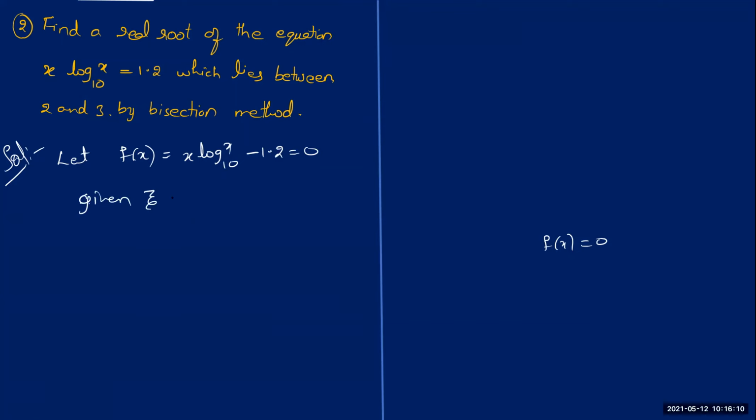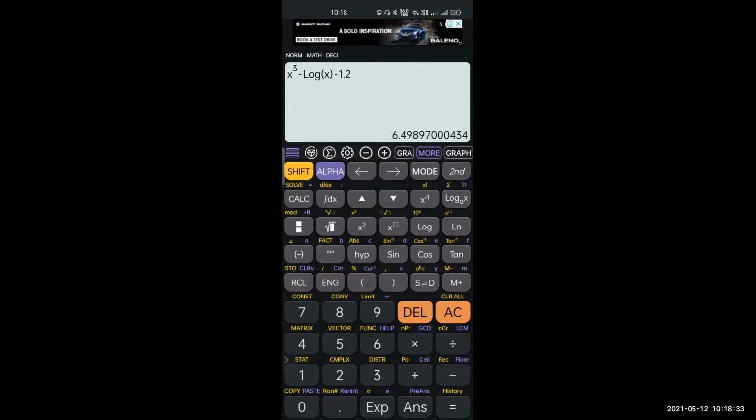Now this is my function f of x, and you are given that the exact root lies between 2 and 3. But we don't know for certain whether the function value is negative at 2 or at 3. So just to find where we get the negative function value and where we get the positive one, I'm evaluating the function values at 2 as well as at 3.